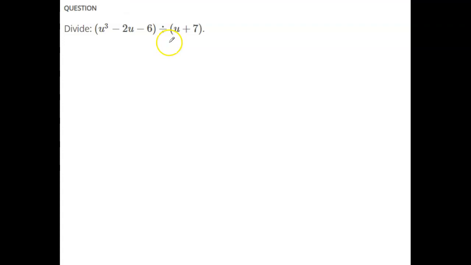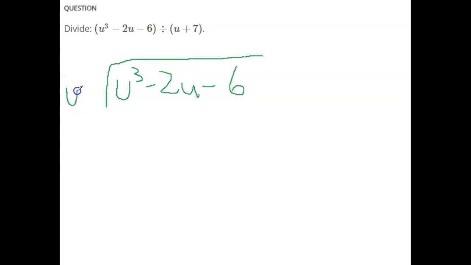I'm going to do one more here with division where we have a binomial, more than one term. We're going to write it out here as long division. And we have u plus 7 is what we're dividing by.